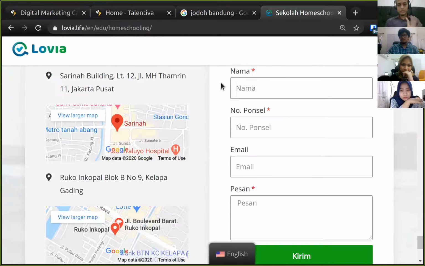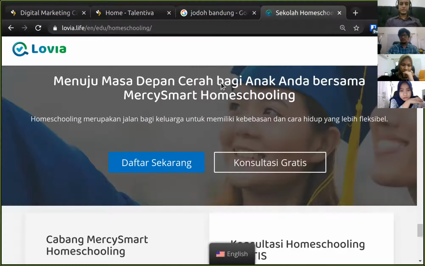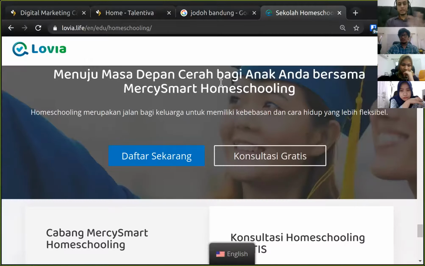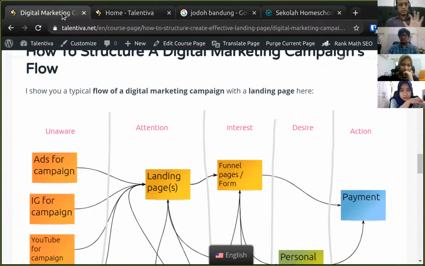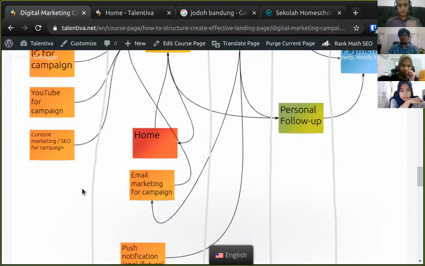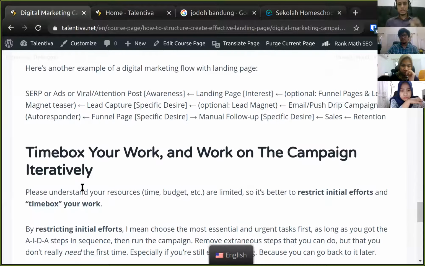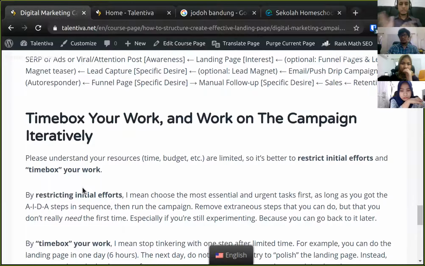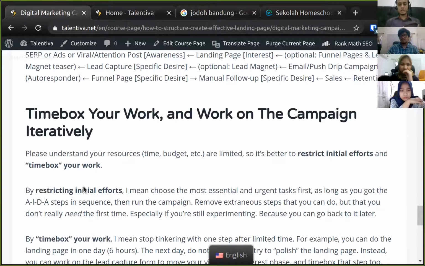Basically, the value benefit proposition. And then there's a button, no form yet. Maybe you decide, okay, 6 hours. When that 6 hours is done, okay, done. You move on to the next step. Don't do too much tinkering on that. You can always polish and improve your campaign after the campaign is running.